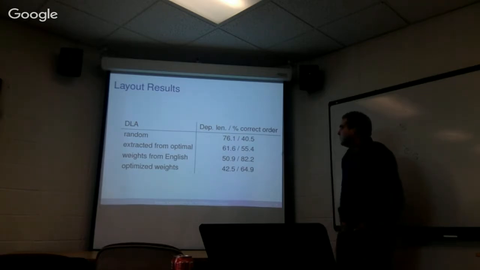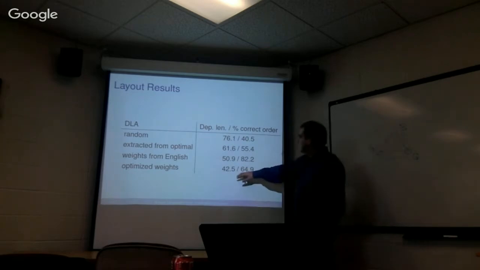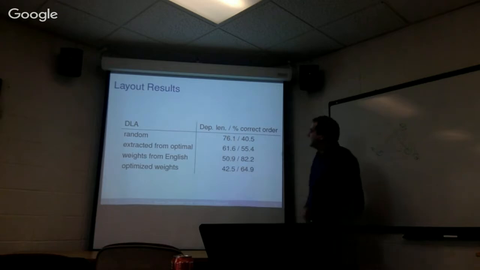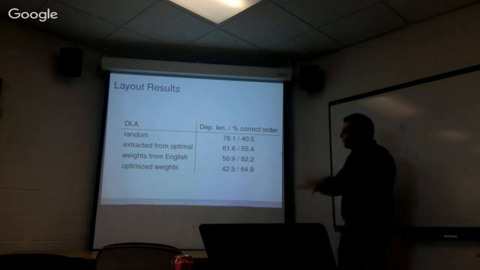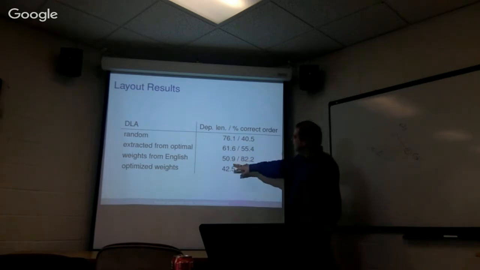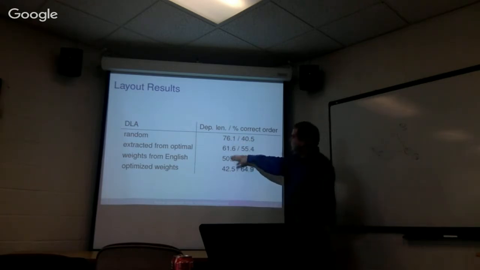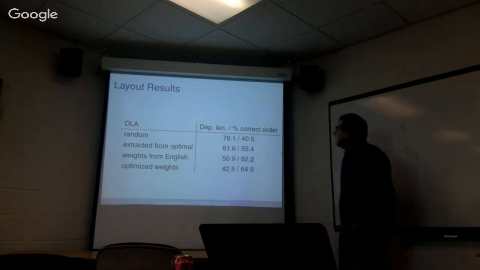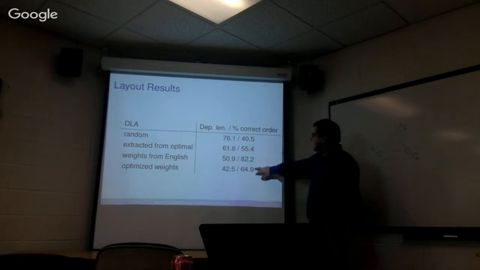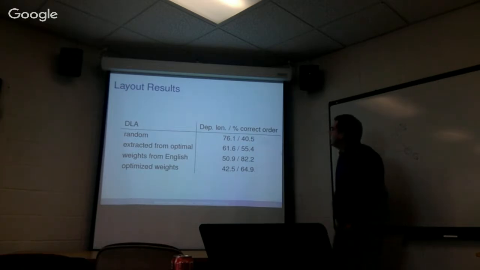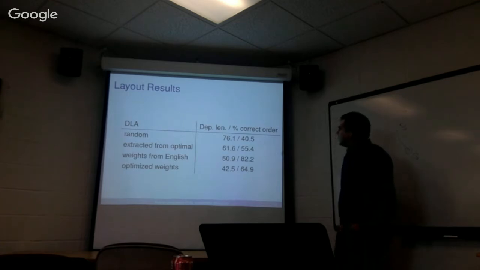So if we look at the optimized weights, their dependency length is smaller than English. So that means if you really are trying to push down dependency length, you can push it smaller than English. But it's kind of close, and it's much closer than, let's say, the real is to the random order. And it's also better in terms of actually matching the real order 64% of the time, which is more than you would get by chance.